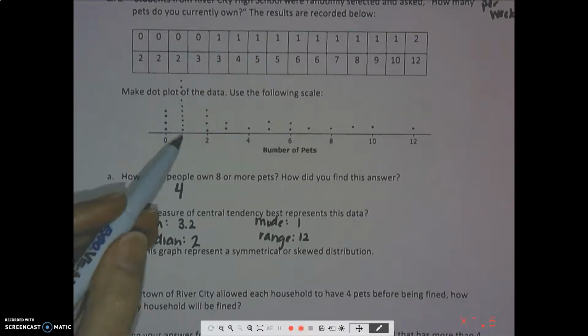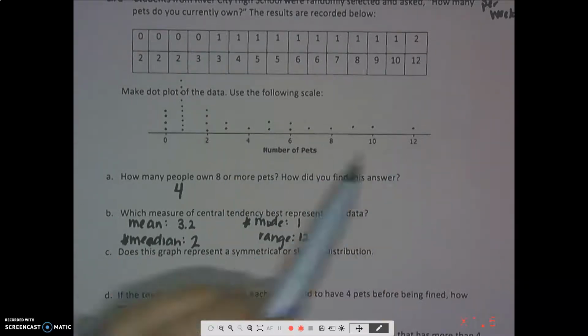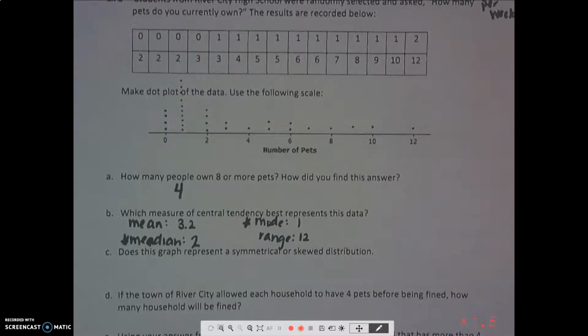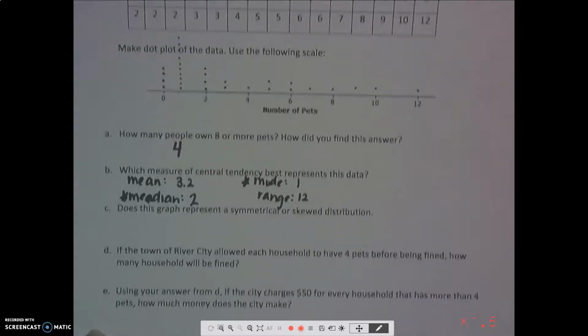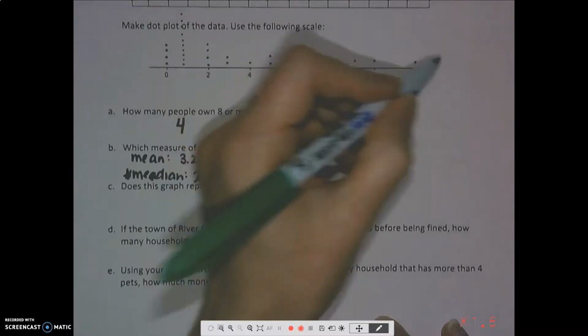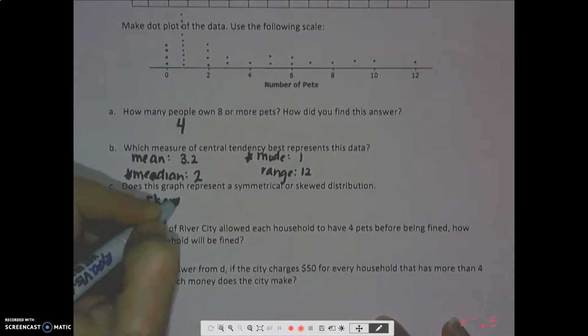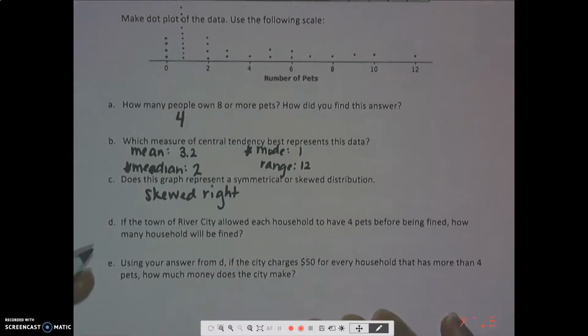Most of our people had 1 or 2 pets, so I would say either the median or the mode. Okay, most of the people had 1. The median, though, we did have some higher ones up here that are outliers that kind of bring it up. So one of those 2 would be fine. Does the graph represent a symmetrical or a skewed distribution? So this one, there's that tail, it's far off, so we're going to say this would be skewed right.